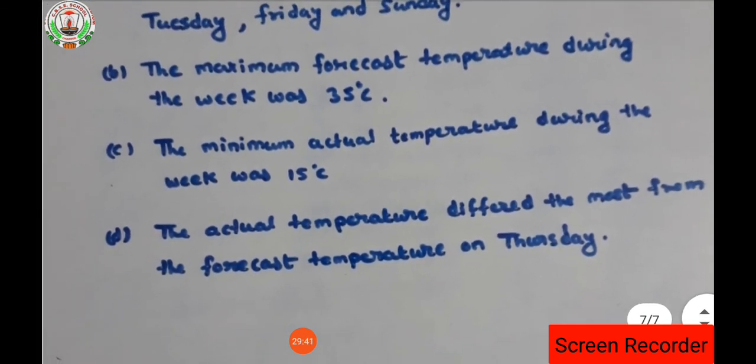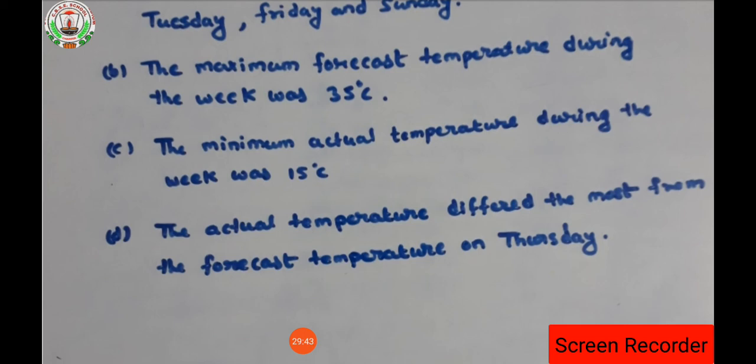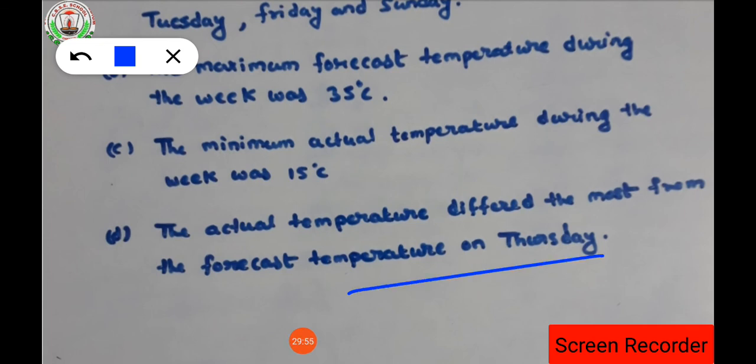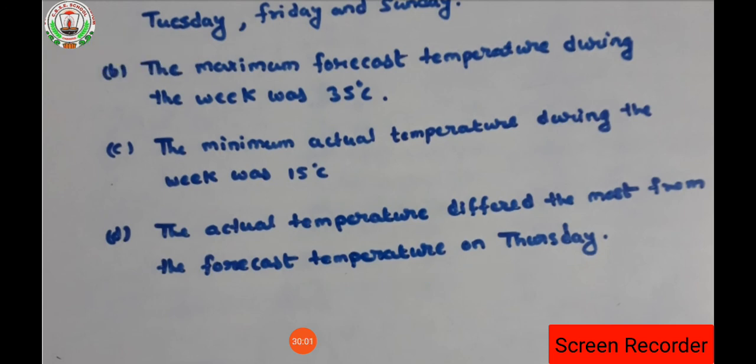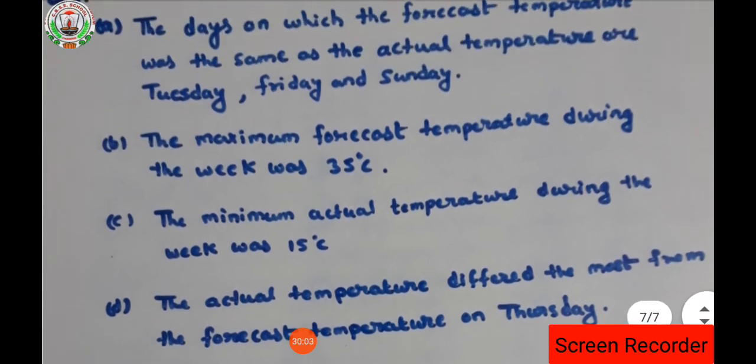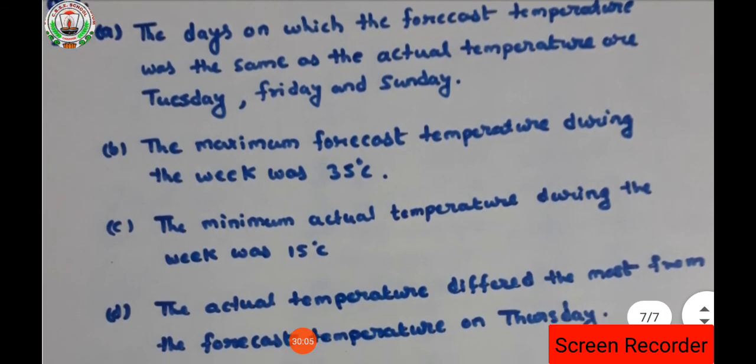Clear? Now the last part of the question is, on which day did the actual temperature differ the most from the forecast temperature? So the answer will be what? That is on Thursday. Clear? The actual temperature differs the most from the forecast temperature on Thursday. So here question number 4 is completed. Hope you people have understood the question.